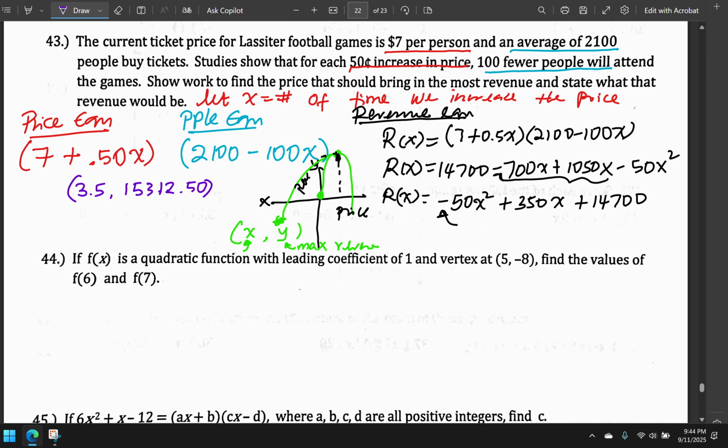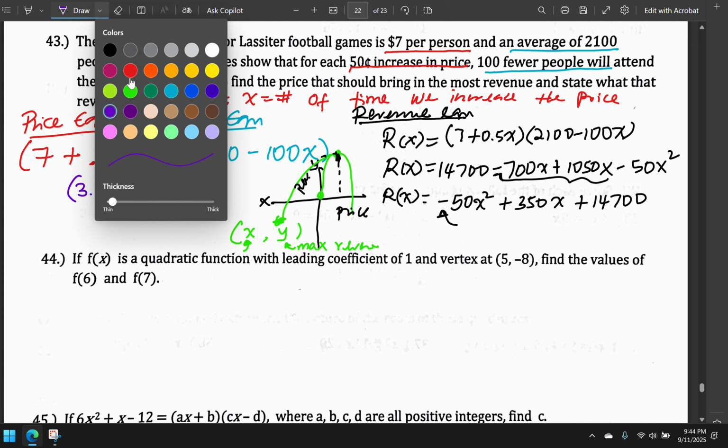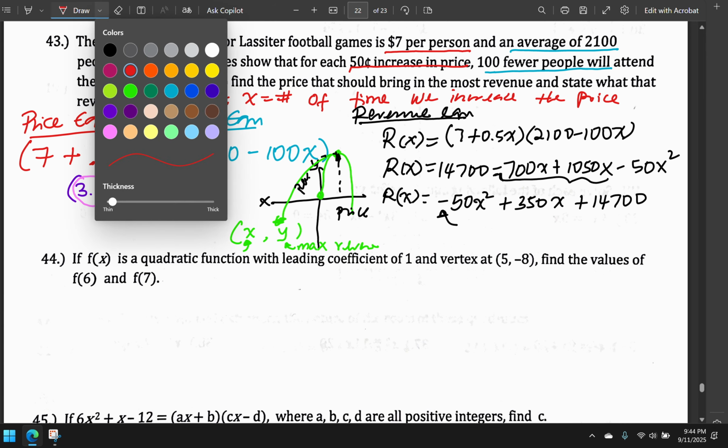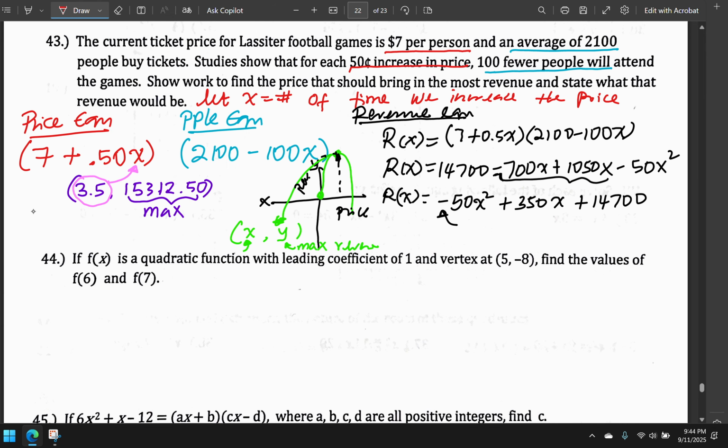153.12, yep, 0.15. So again, we know the Y value. This guy here is the maximum revenue. So we know part of the answer, what the maximum revenue would be is that value. The 3.5 on the other hand is telling us we would raise the price 3.5 times. So we need to plug in this X value in here so we can figure out what our price would be after those 3.5 price increases.